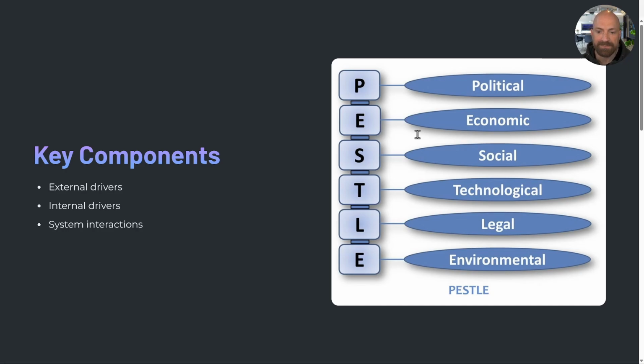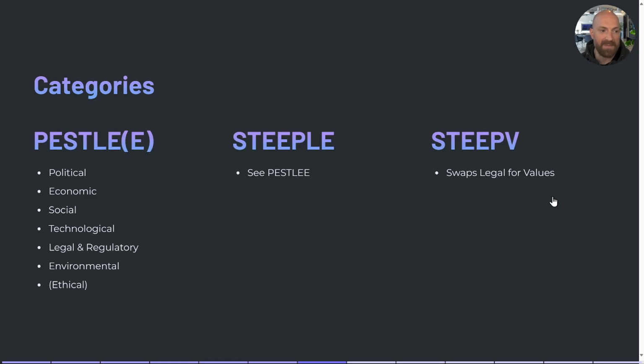future. We've got PESTLE on the screen there, which is one of the most common ways to categorize these drivers. There's a few others that you'll come across in the world of futures. PESTLE sometimes has an extra E on the end when they add in ethics or ethical. Steeple is essentially PESTLE but spelt a different way. And Steep V, which is not catchy in any way, swaps legal for values. But most of the time you'll probably see PESTLE.